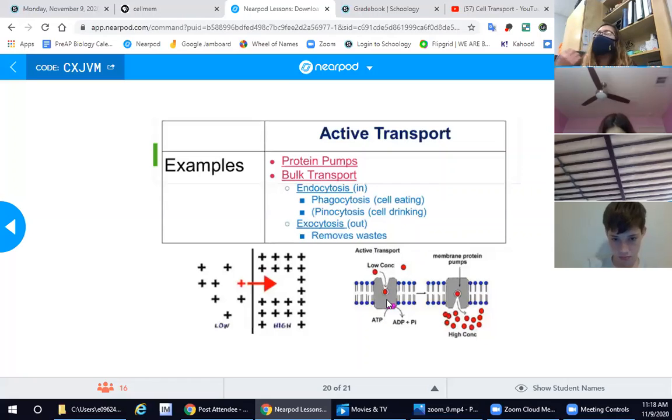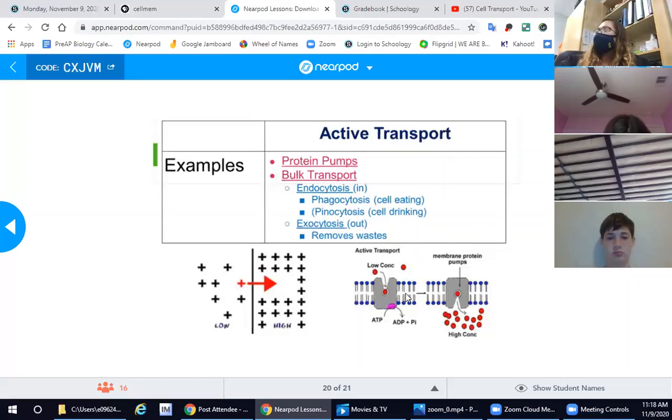Now, sometimes we have very large molecules that are so large they can't go through the pumps. They can't go through the heads of the lipids. They can't go through the pumps of the proteins. So we're going to need to engulf them. The cell's going to need to surround it and bring it in.